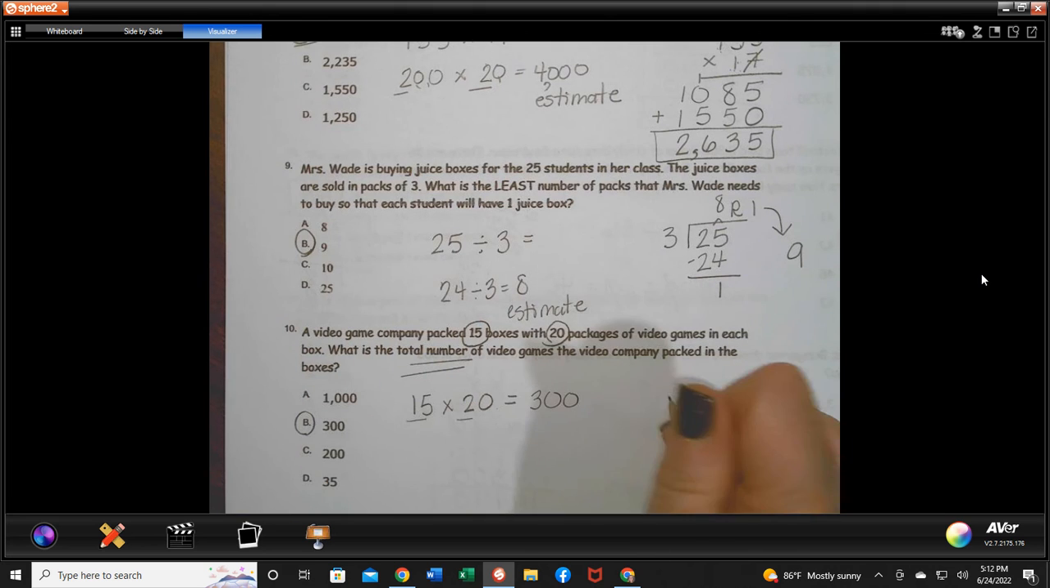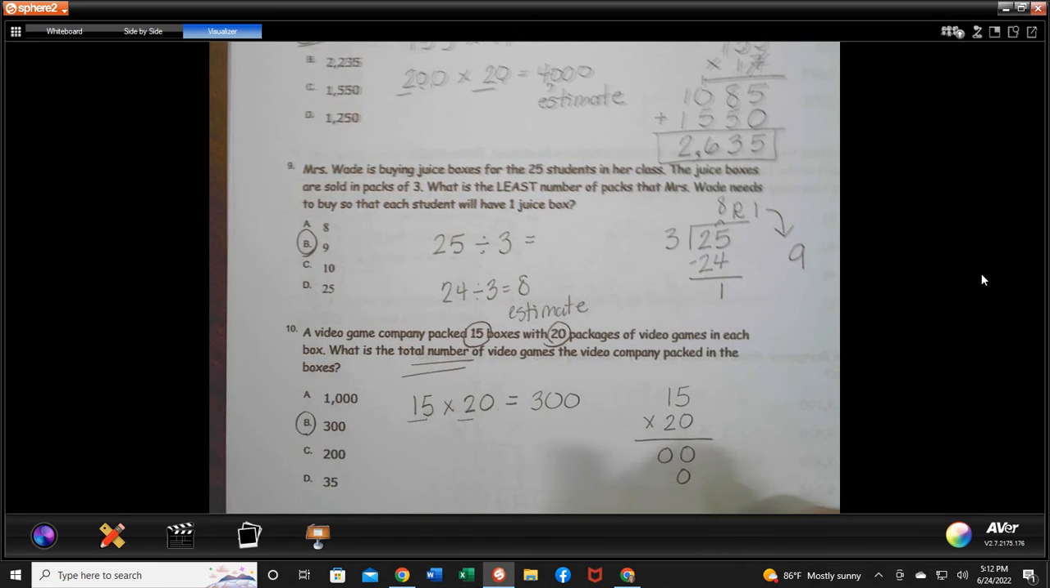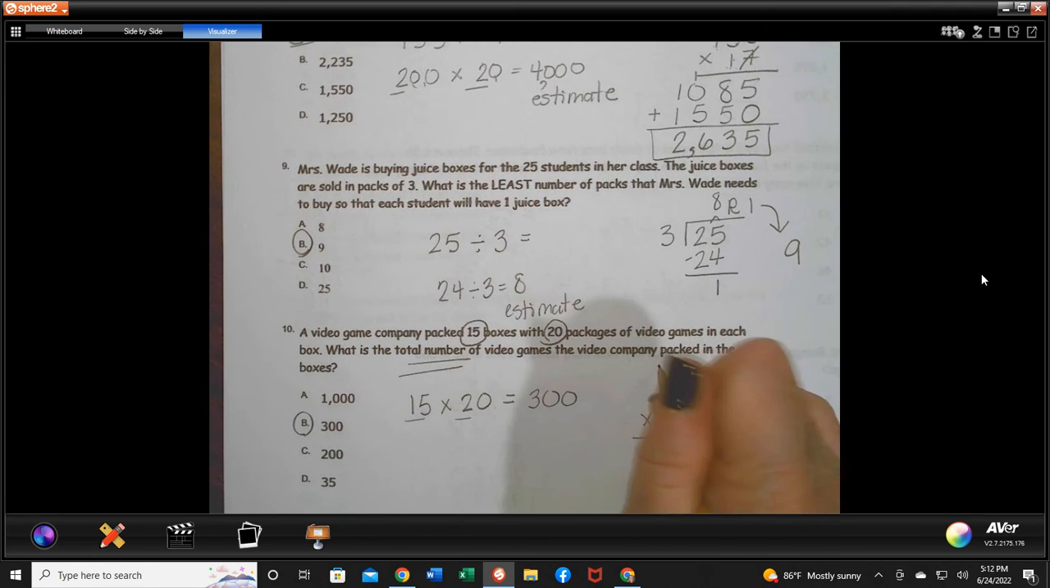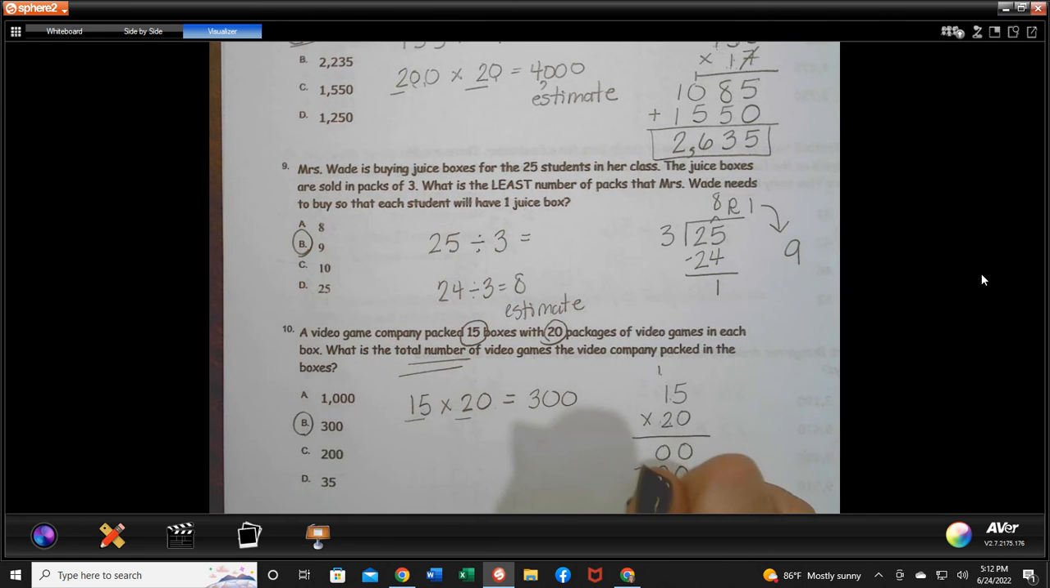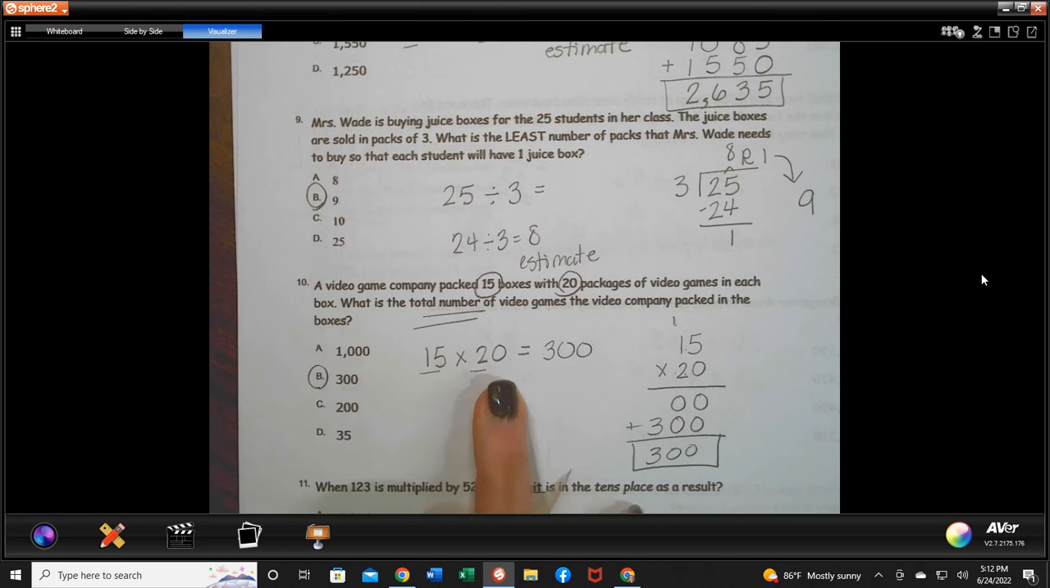If you did the multiplication, it might have looked like this. And then put down our place value holder. 2 times 5 is 10. 2 times 1 is 2 plus 1 more is 3. So either way, hopefully you saved yourself the trouble and got your answer right here when you started working on that estimate.